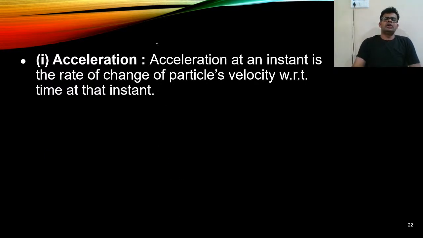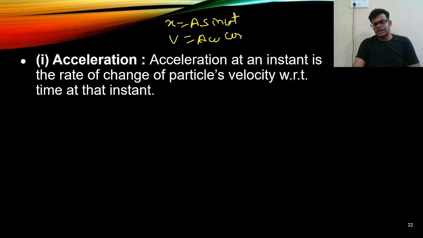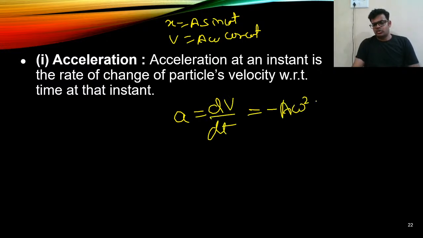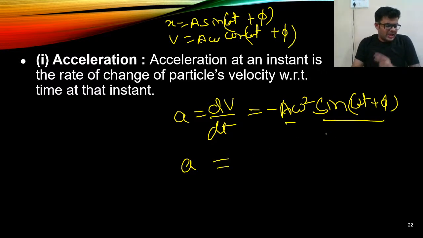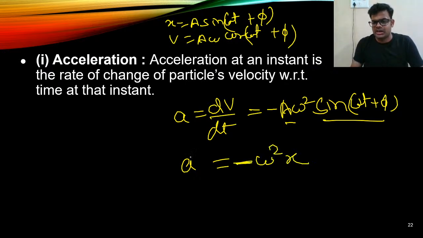Acceleration of the particle. We all know one thing: x is equal to a sine omega t. v is equal to a omega cos omega t. If we want to find acceleration, a can be written as dv by dt. So we'll get minus a omega square, and cos will become sine, so sine omega t plus phi. This is the final equation we are getting for the acceleration. Remember it. How can I write this? I know a sine omega t plus phi is called displacement. So we are getting minus omega square x here.